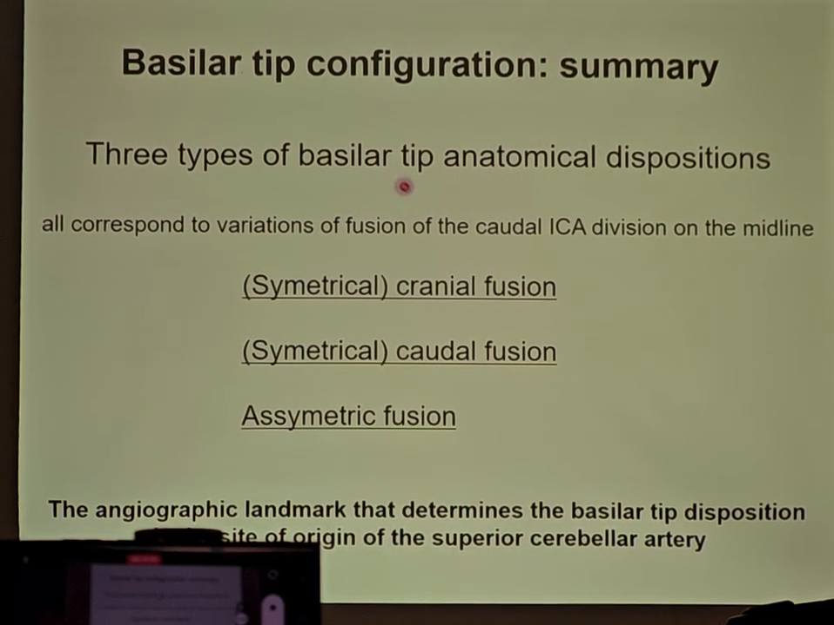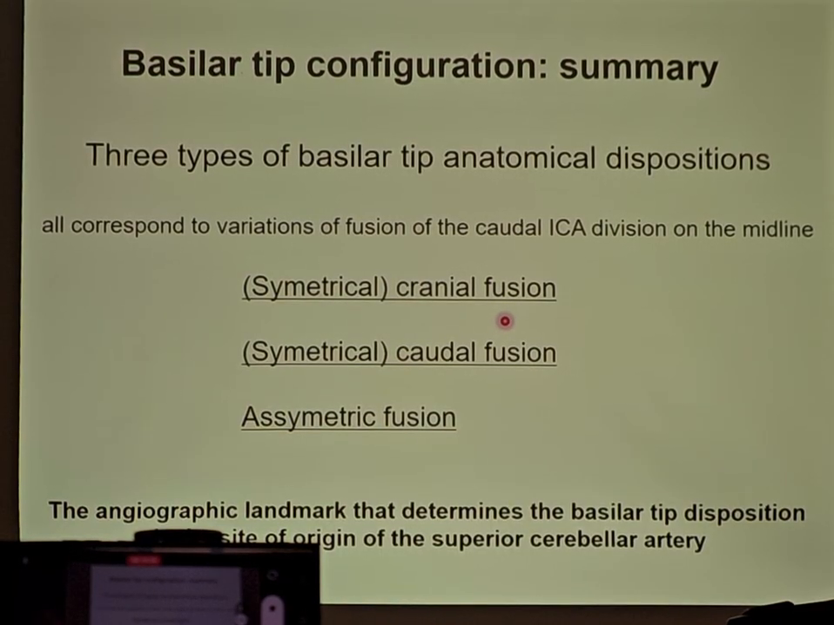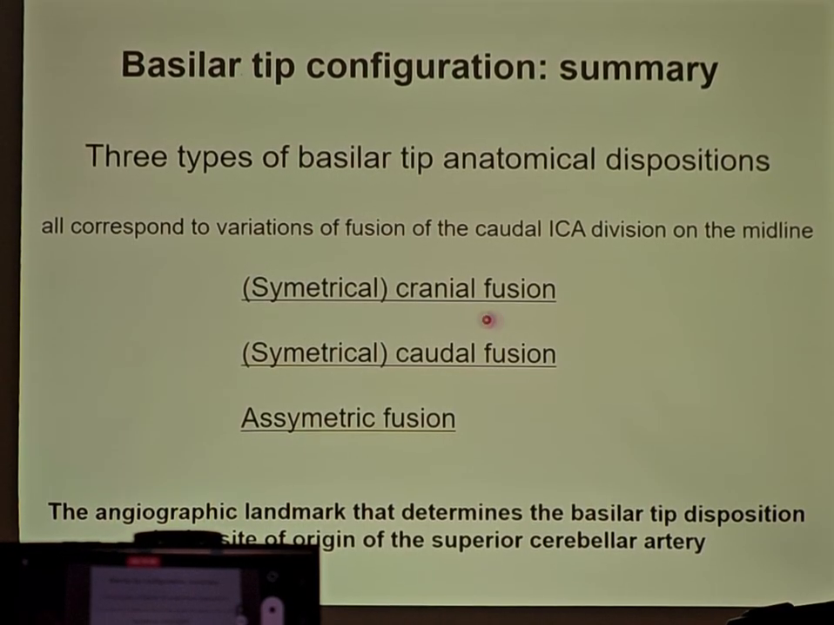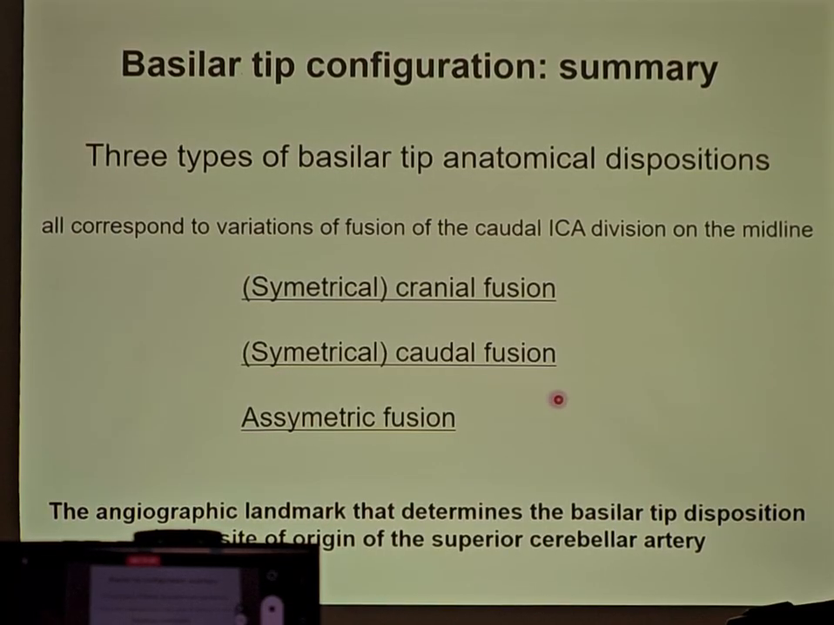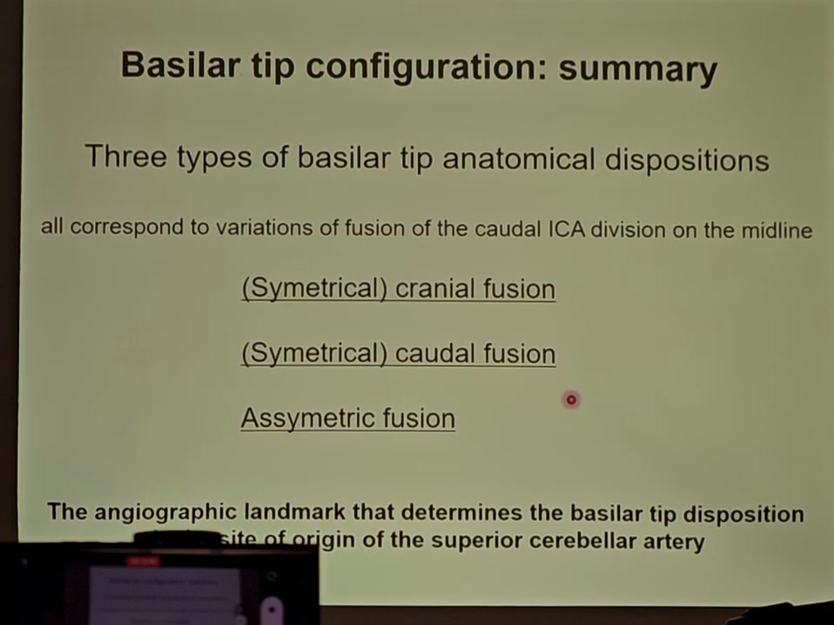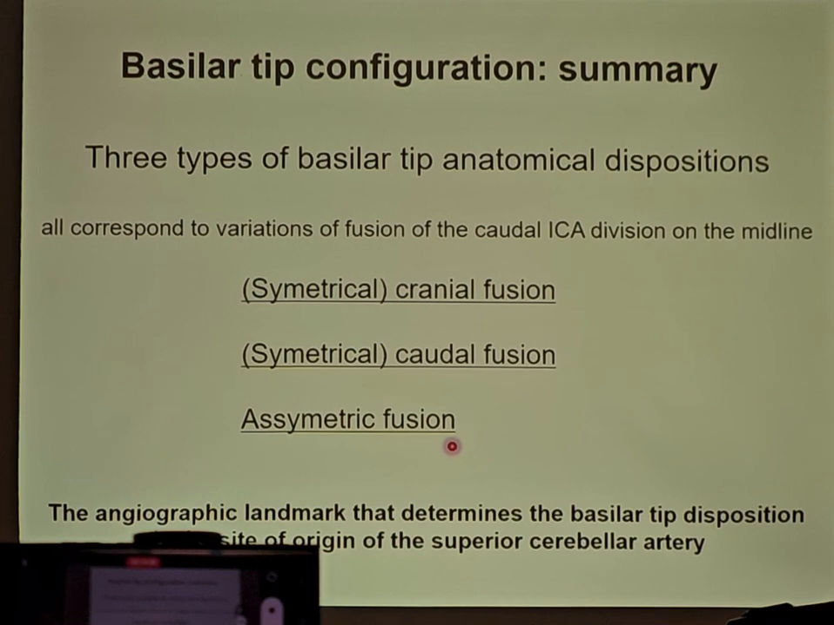So in summary, the three types of basilar anatomical dispositions all correspond to variations of fusion of the caudal intercarotid artery division. On the midline, you can have a symmetrical cranial fusion, the fully mature separation of origins of posterior cerebral and superior cerebellar. You can have symmetrical caudal fusion, where the superior cerebellar arteries appear to be coming off the origin or the proximal P1 segment. And you can have asymmetry, where on one side it's cranial, on the other side it's more a caudal type of fusion appearance.